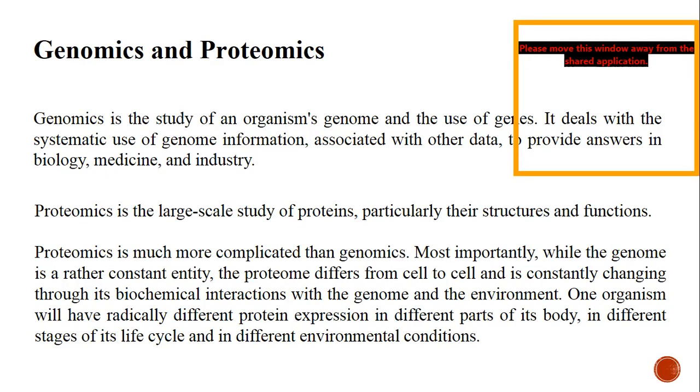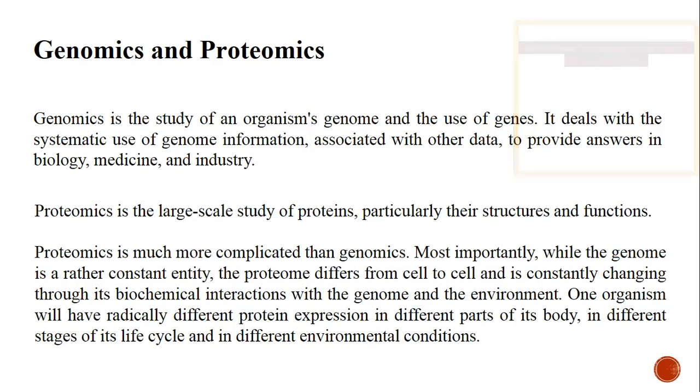Proteomics is much more complicated than genomics, as in proteomics we have post-translational modifications and different types of proteins in different forms because of RNA exon shuffling and RNA splicing, and we have more proteins as compared to genes.